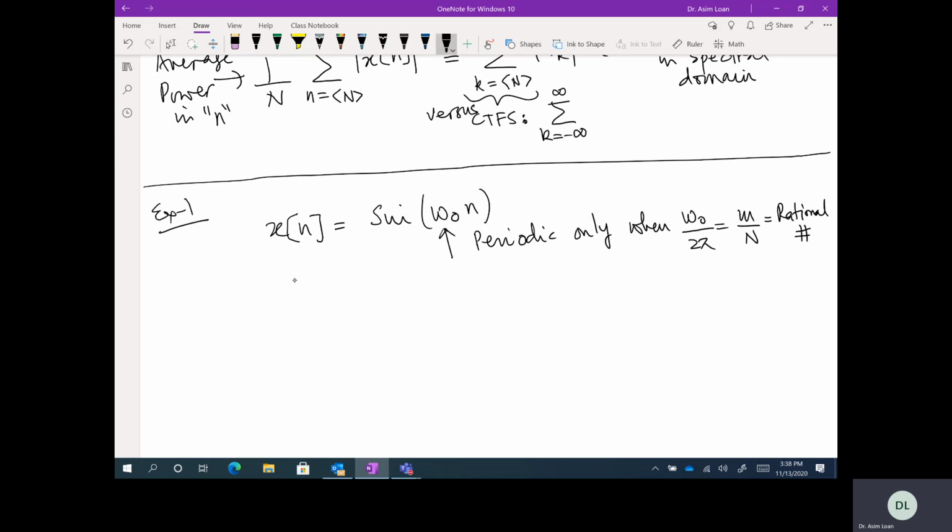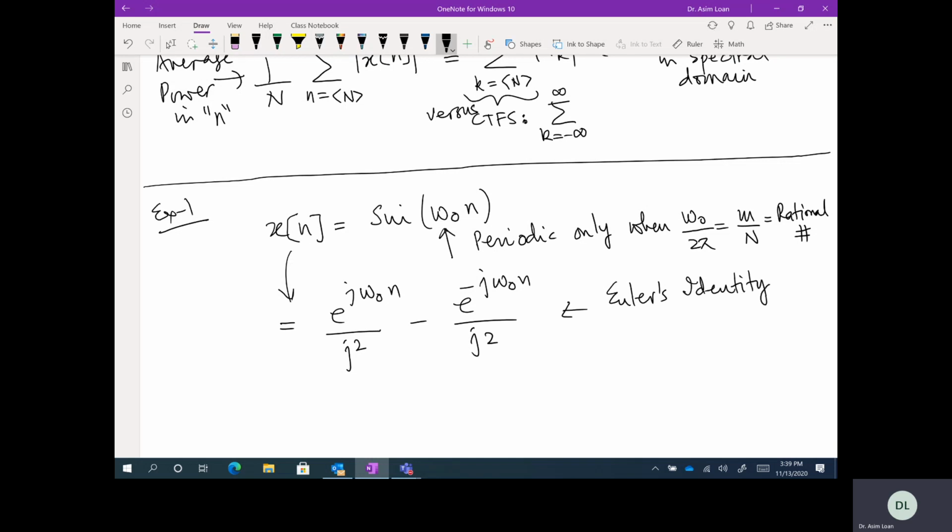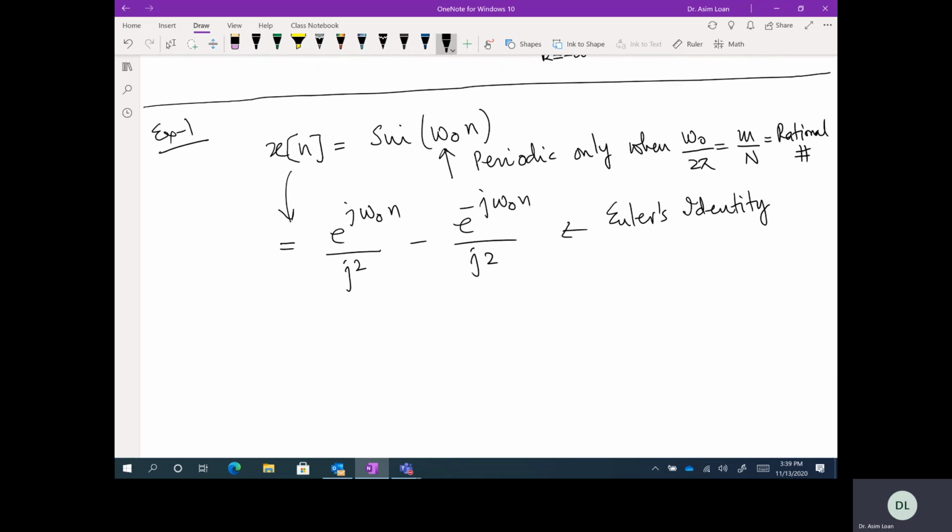If I apply Euler's identity, this is equal to e^{j omega_0 n} over 2j minus e^{-j omega_0 n} over 2j. You don't need to use the analysis equation here because you can see this by observation. This implies a_0 is 0, a_1 is 1 over 2j because this is omega_0, and a_{-1} is minus 1 over 2j.